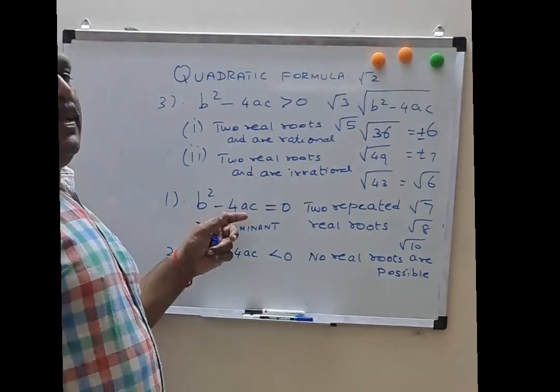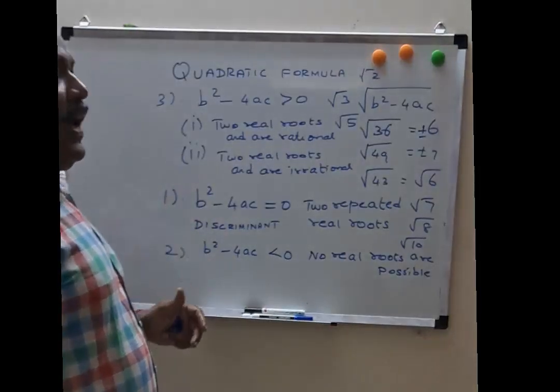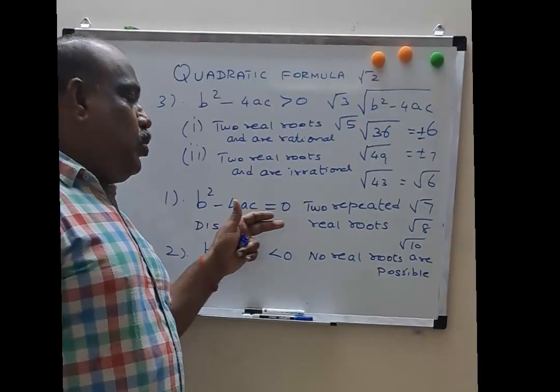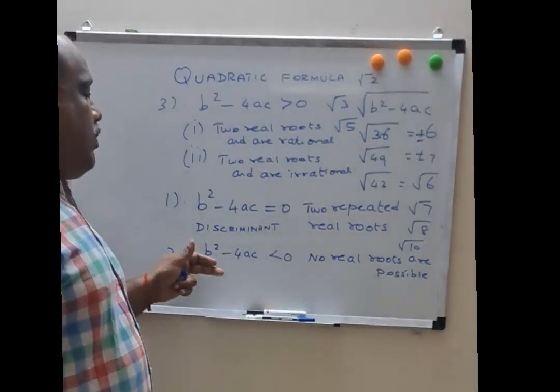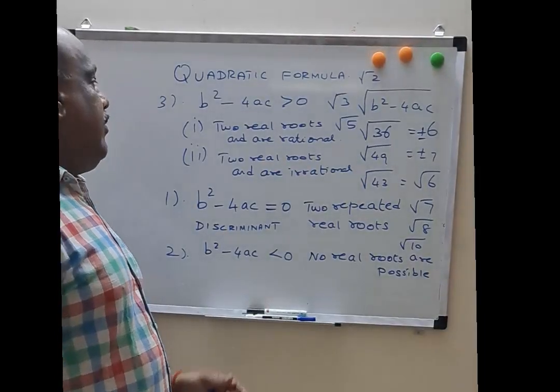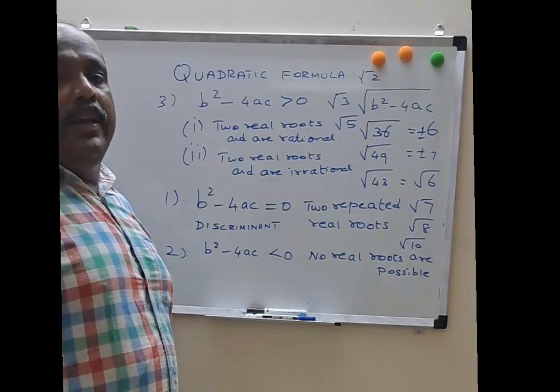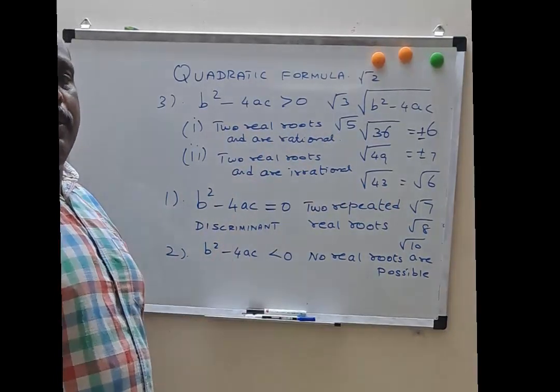So based on the value of b squared minus 4ac, this quadratic equation can be classified as having two repeated real roots, which are the same root repeating itself twice; or, when b squared minus 4ac is less than 0, no possibility of real roots; and when b squared minus 4ac is greater than 0, the roots can be either rational or irrational, but definitely there will be two real roots.